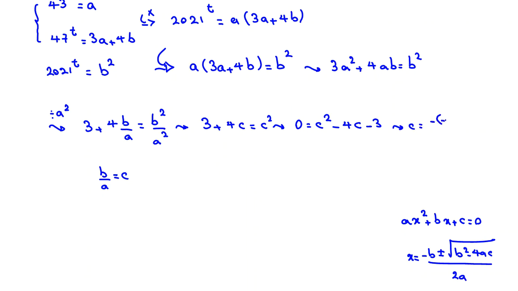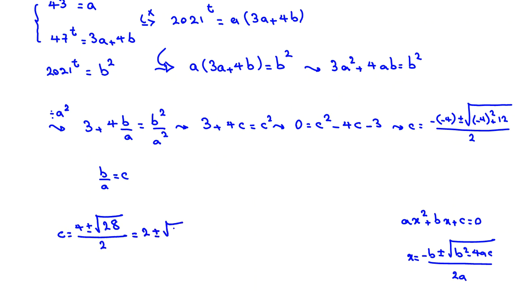If you apply it here, c equals negative negative 4 plus or minus the square root of negative 4 squared minus 4 times a, which is 1, times c, which is negative 3. Negative 4 times 1 times negative 3 will be plus 12, all over 2a, which is 2. Now let's simplify. Negative negative 4 is 4, plus or minus the square root of 16 plus 12, 28, all over 2. So it will be 2 plus or minus the square root of 7.